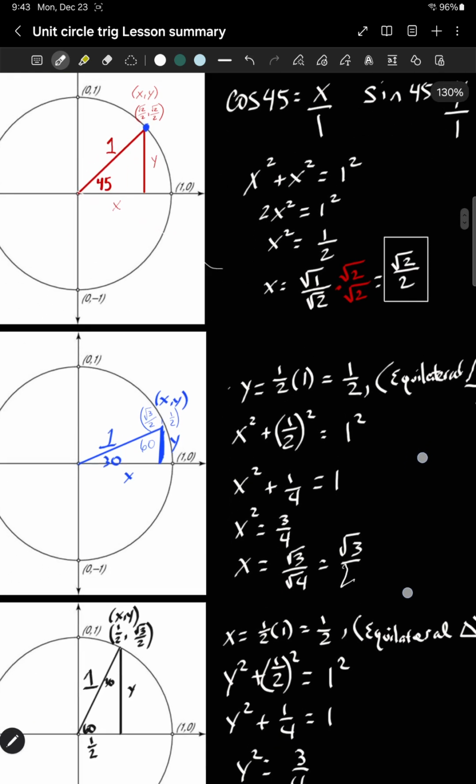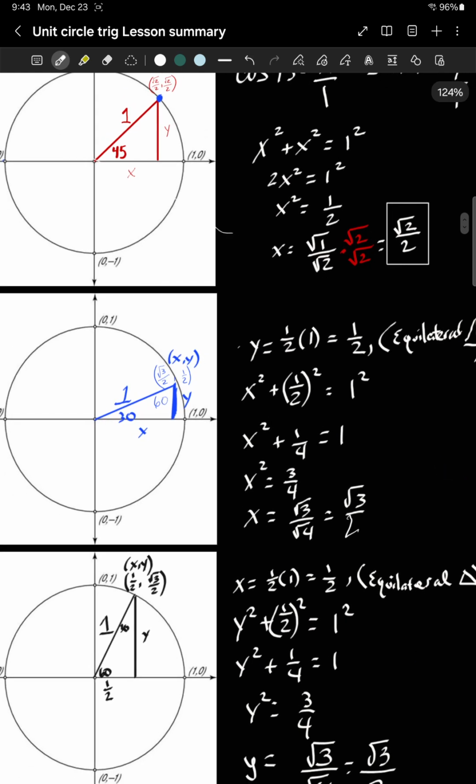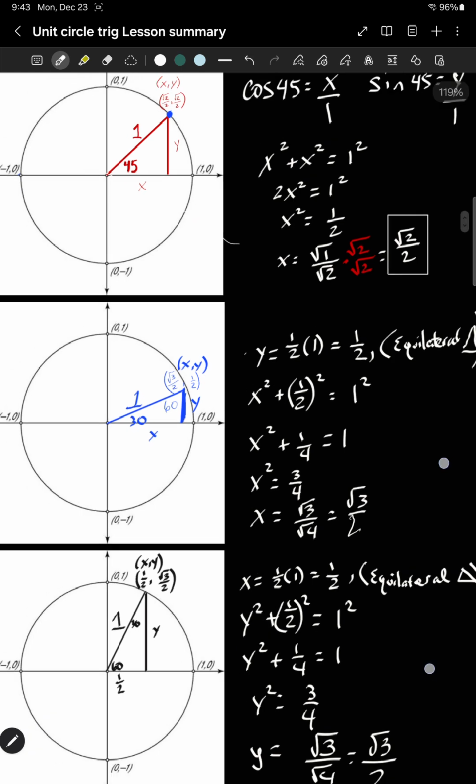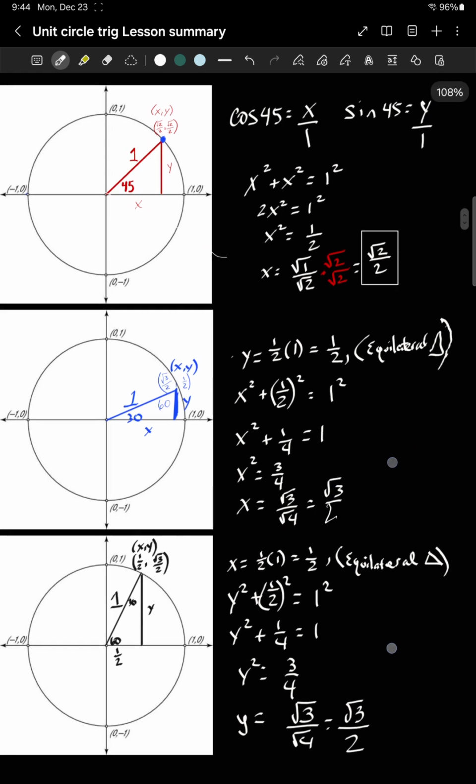If we were to do the same process for a 60-degree angle, we would find out that the values would get switched. So now our x value is 1/2, and the y value is the square root of 3 over 2. So when we look at this, these are 3 common special triangles, and we can find the coordinates of those points. So that becomes pretty important.